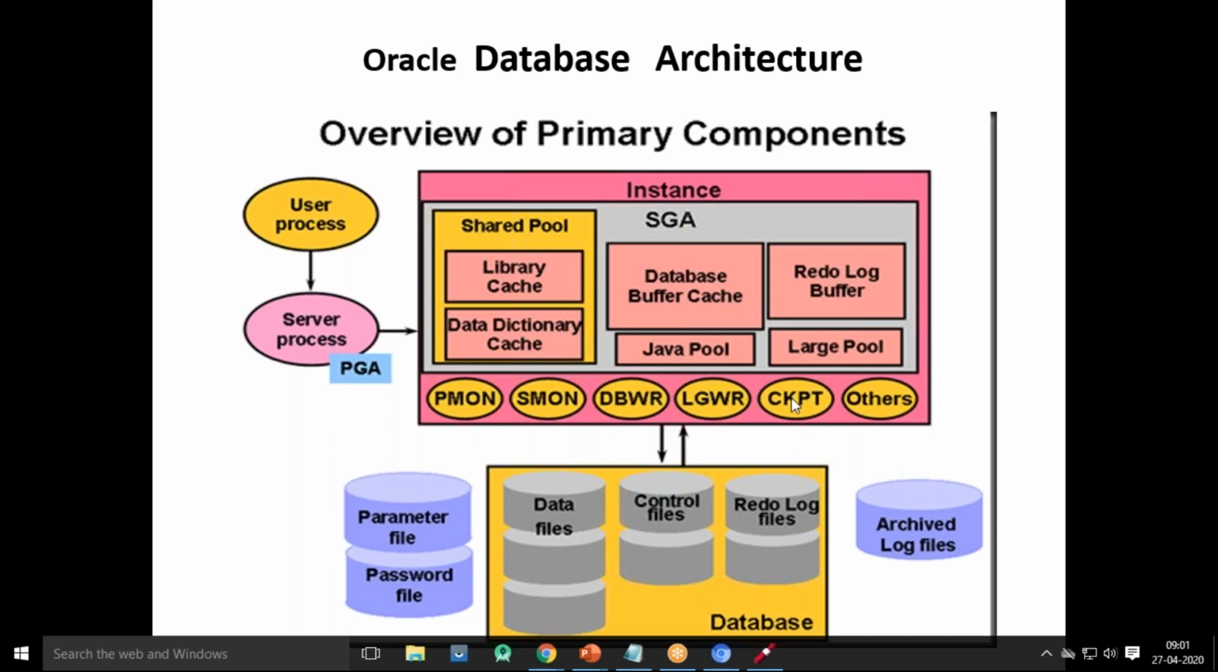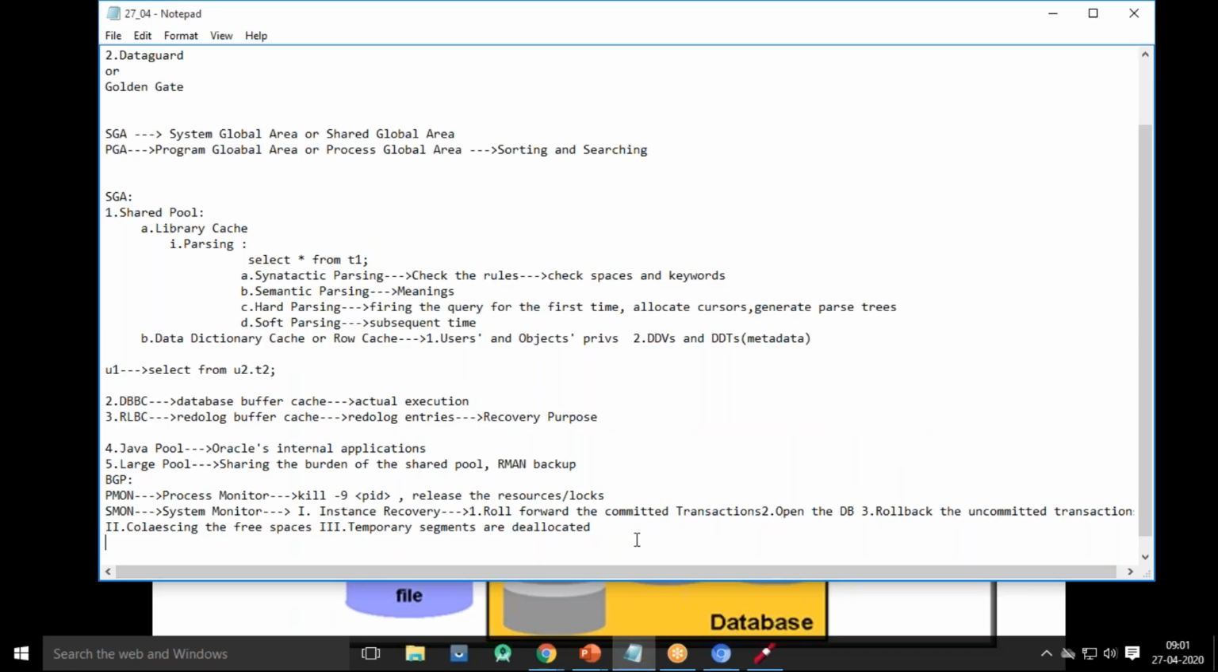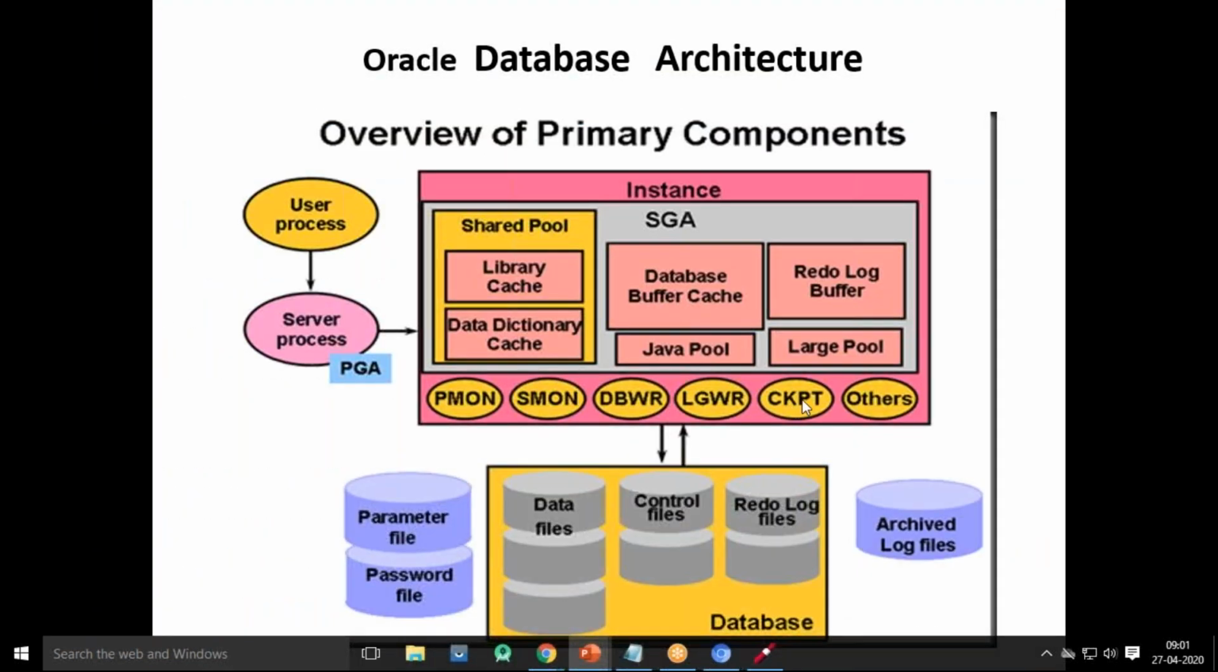Next one is checkpoint. Checkpoint is a background process, like a counter you can imagine. Whenever major changes occur in the database, like when we truncate a table, drop a table, or drop a file, the checkpoint will occur. So checkpoint is an event. Whenever major changes in the database occur, at that time this occurs. These are the mandatory background processes. The others are non-mandatory background processes.